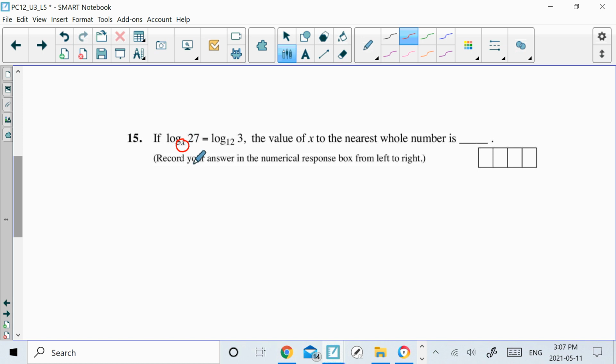So again, I could do what I did in the first class example. I could say x to that power is equal to 27. So x to the power of log base 12 of 3 is equal to 27. Now I need to figure out what this exponent is. To do that, I'm going to do change of base. So that would be log of 3 divided by log of 12.